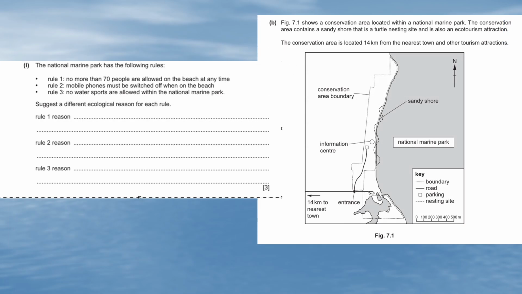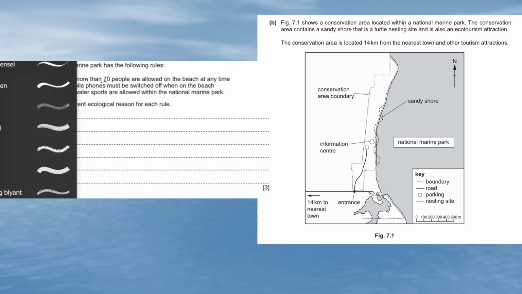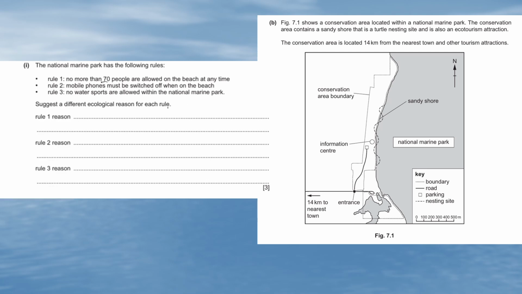So here you can see our figure that shows our marine national park, and we are told our marine national park has the following rules. No more than 70 people are allowed on the beach at any time, mobile phones must be switched off when on the beach, and no water sports are allowed within the national park. And then they ask us to suggest different ecological reasons for each rule. So fewer people means we have less impact, and it's easier to control.